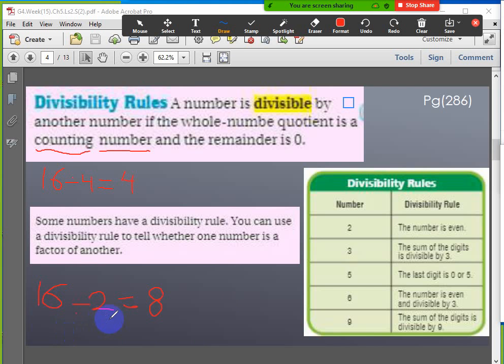Divisible by 2 also. And so 16 is divisible by 4 and by 2, because the quotient for each division is a counting number. There is no remainder.